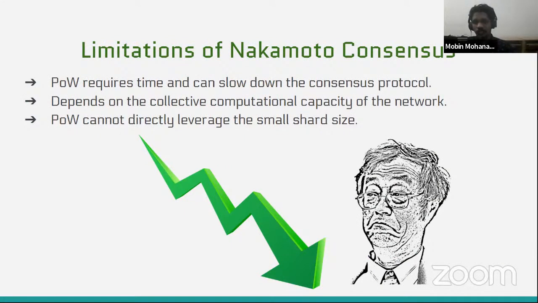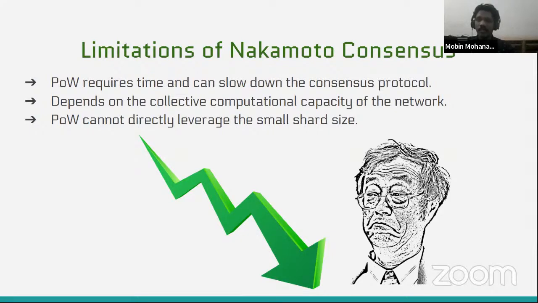Nakamoto consensus, or proof of work, is the consensus mechanism, like I said, used in Bitcoin and Ethereum. Proof of work is a computationally intensive mechanism. It requires much time and energy to calculate or yield the result, so it can slow down the consensus protocol in the blockchain itself. But it provides a decentralized and secure way, while compromising on the scalability of the blockchain.